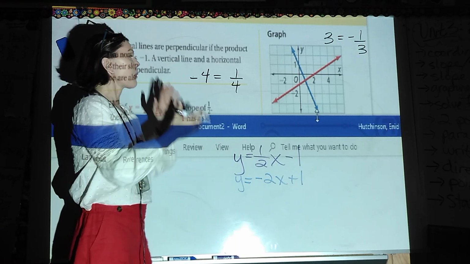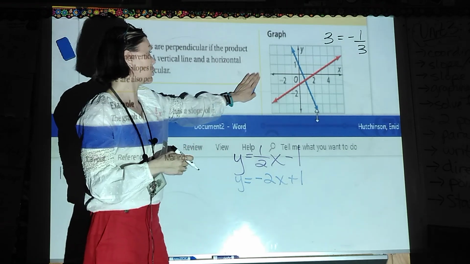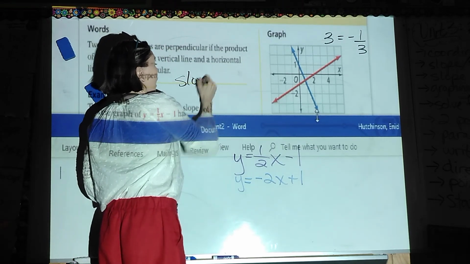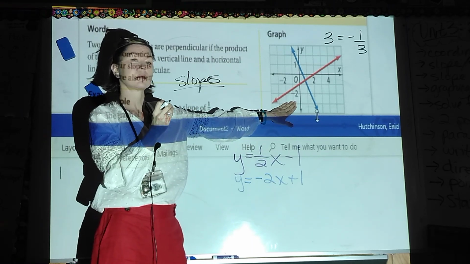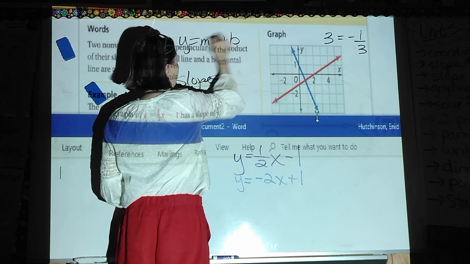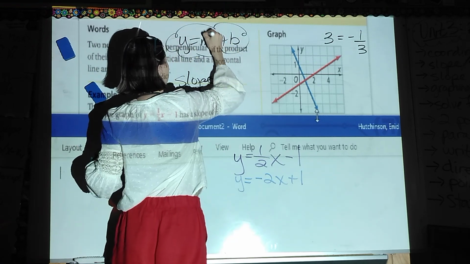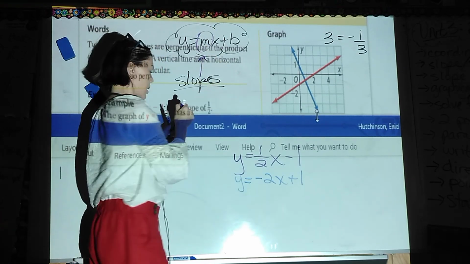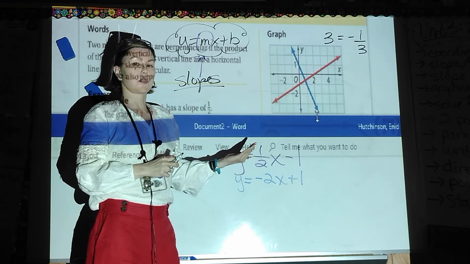Okay? Why am I going over this with you, opposite reciprocals? Because I did tell you, okay, that the slopes of perpendicular lines, the slope, okay? So we have y equals mx plus b. Okay, we're talking about the slope. Here it is, the m. Okay, so the slopes of perpendicular lines are opposite reciprocals of each other.